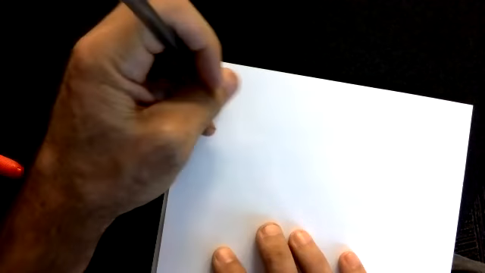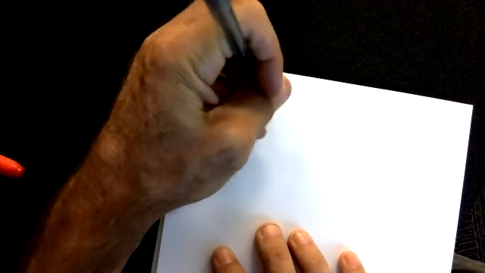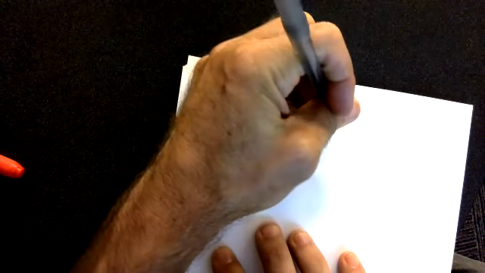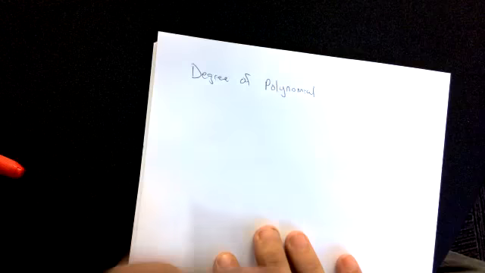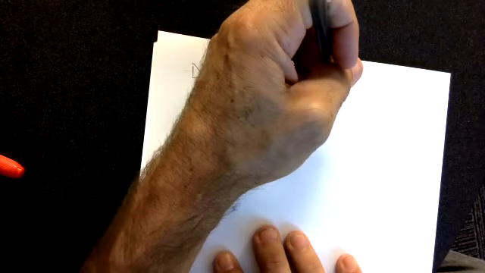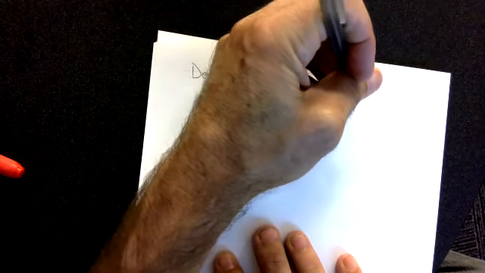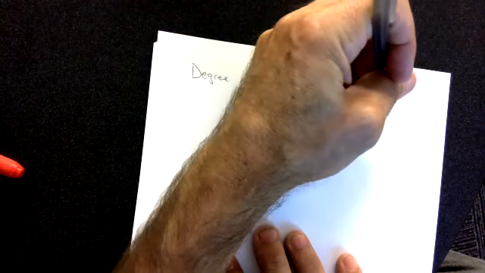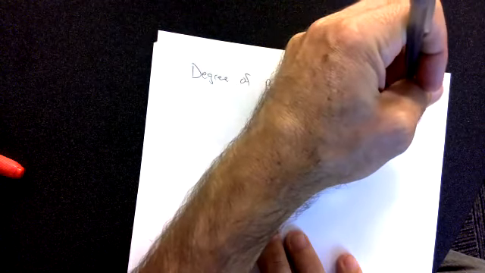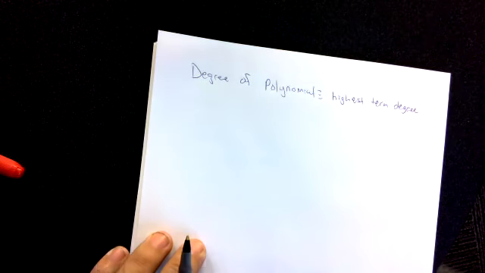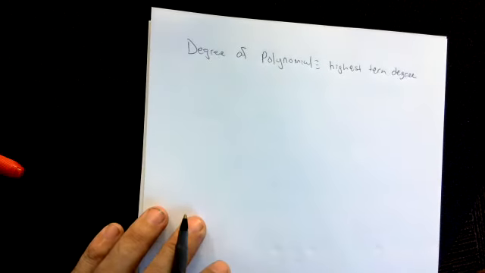And just like each term can have a degree, there can also be a degree of the whole polynomial. And it is simply the highest term degree. So I'll show you a couple of examples of what they might ask you.